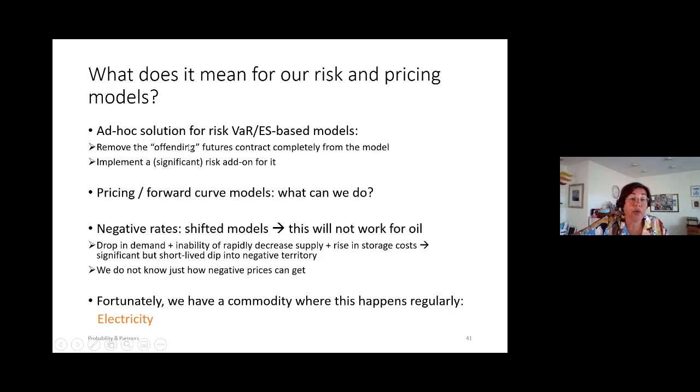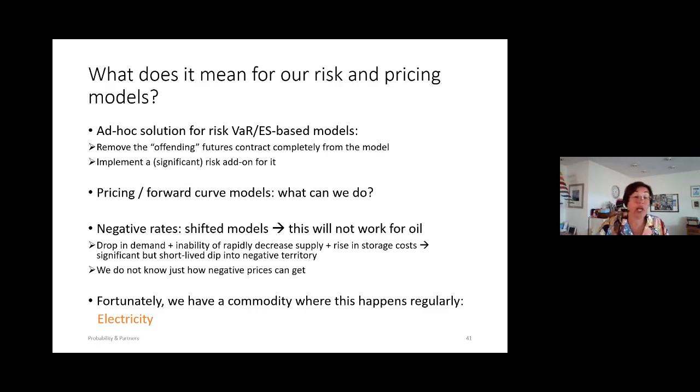So for example, here, one thing to do would be to simply remove the offending futures contract completely from the model and implement a significant risk add-on for it, to account for not having it in your model at all, because of the fantastic return that you observe and negative price. So this is like a duct tape solution, clearly, and something more structural is needed. Especially it is needed towards pricing and forward curve models, which are the cornerstone of oil trading and oil derivatives pricing.